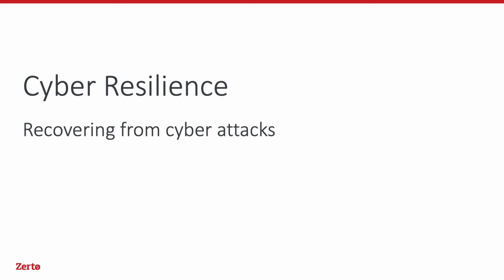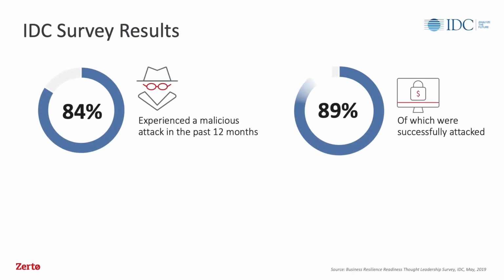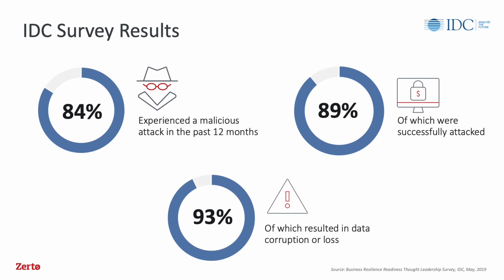Now, the reason that we're seeing this shift is because ransomware attacks are more prevalent than ever. Last year, we sponsored a survey with IDC called the State of IT Resilience. In that, with a sample size of over 500 IT pros, we found that 84% of them experienced a malicious attack in the past 12 months, 89% of which were successfully attacked. And out of those who were successfully attacked, 93% resulted in data corruption or loss. Now, let's visualize this with an actual customer story.